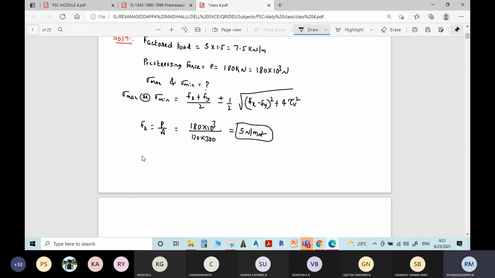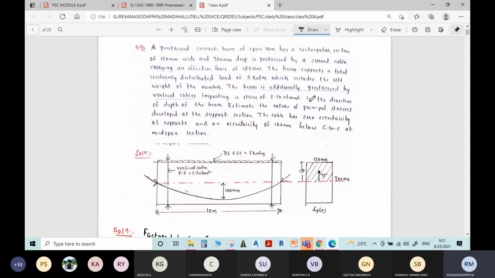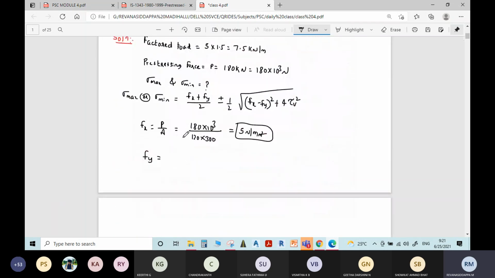Then what else is required? Fy. Fy is directly given. You can see the beam is additionally prestressed by vertical cables, imparting a stress of 2.5 newton per mm square, which is directly given. Write it: fy is equal to 2.5 newton per mm square. It is given in the problem directly.